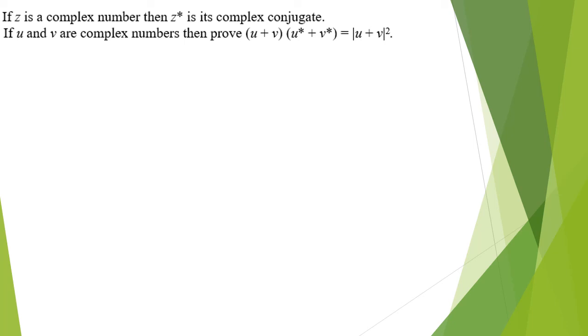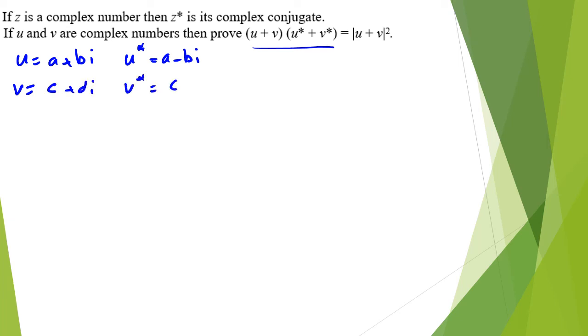Right, next one, z is a complex number, then z conjugate is another complex number, a complex conjugate. If u and v are complex numbers, prove that u plus v multiplied by the conjugate of u plus the conjugate of v is the same as the length squared of u and v. So I'll start with this side of the equation first. So I will assume u is a plus bi. That means u conjugate will be a minus bi. The v is c plus di. So the v conjugate will be c minus di.